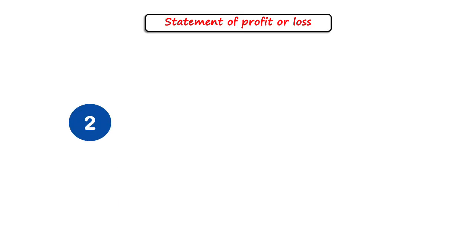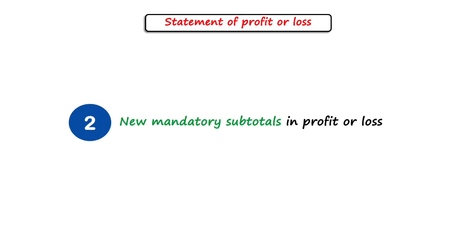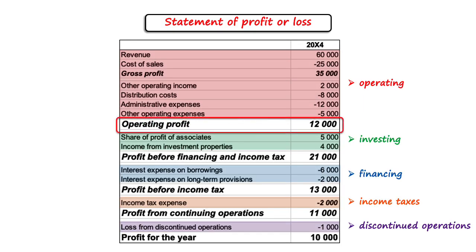Change number 2, new subtotals in profit or loss are required because many companies used to present whatever they liked, and thus it was quite incomparable. So here they are: operating profit or loss. In this case, it's profit, and that sums up every single line item in the operating category. Profit or loss before financing and income tax, which is basically the operating category plus the investing category, and profit for the year.